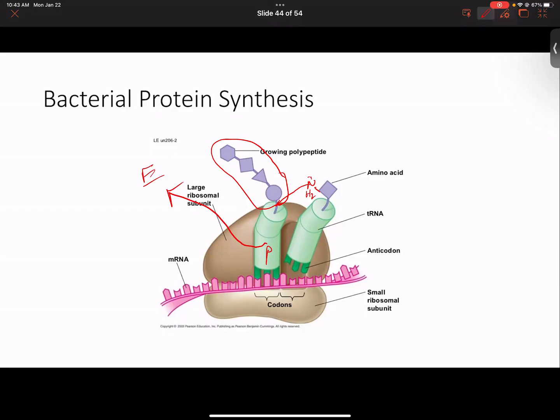Well, what if we identify a small molecule that has the ability to bind in this imaginary A site of the ribosome? What if we have, if this is the A site, aminoacyl transfer RNA site, this is the P site, and then this is the E site.